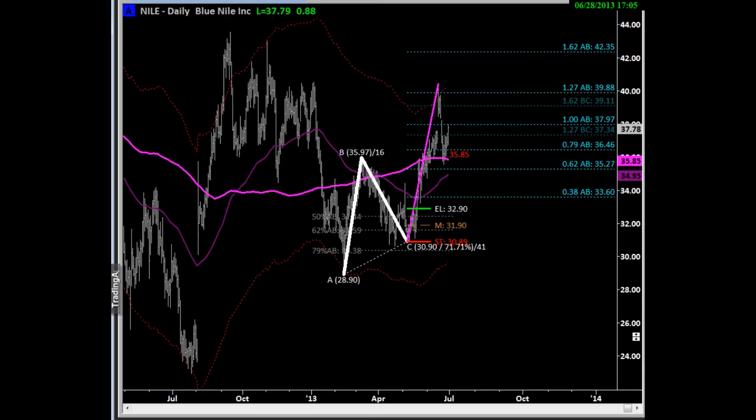Blue Nile had two weeks of sell-off, but it rallied up quite a bit for most of April to June, and now it's coming down. I think it bounced off this 200 period moving average, and I still think this may have a lot more to go and reach up to this $42 price range.